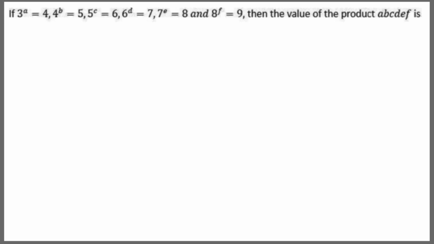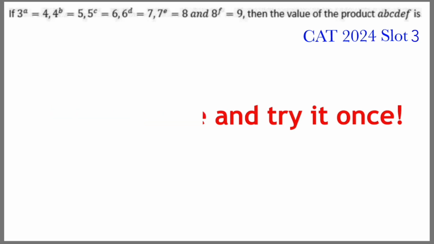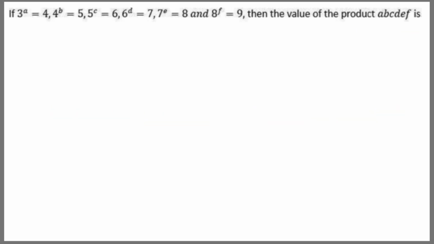Hi guys, let's look at this next question from CAT 24, the third slot. Please pause the video and try it once. So the question says, if 3 raised to A is 4, 4 raised to B is 5, 5 raised to C is 6, 6 raised to D is 7, 7 raised to E is 8, and 8 raised to F is 9, then the value of the product A, B, C, D, E, F is.